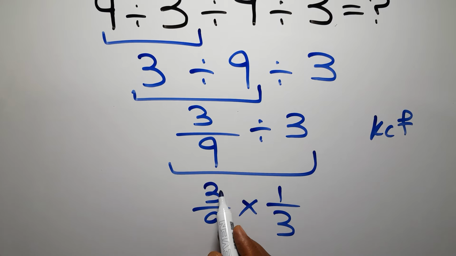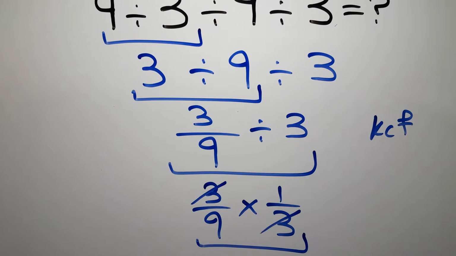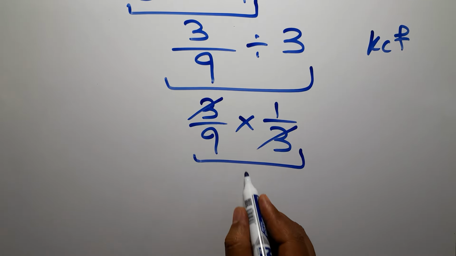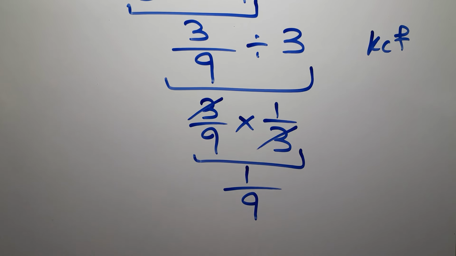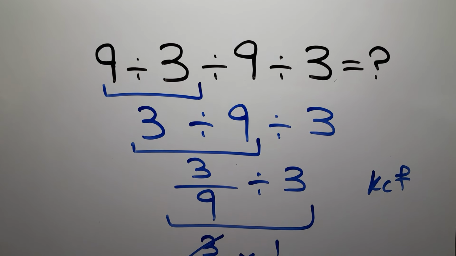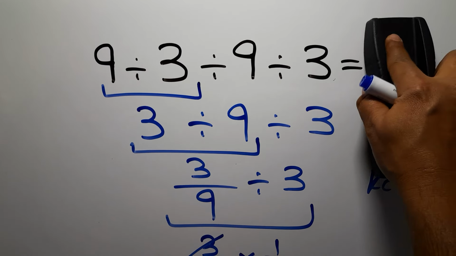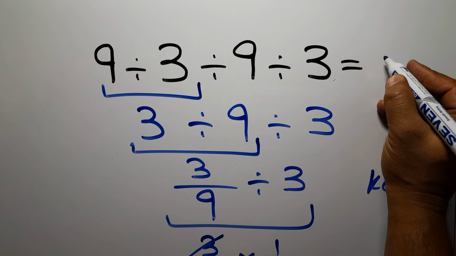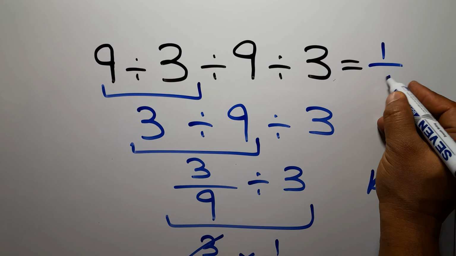We can easily cancel this 3 and this 3. So we have just 1 over 9. And this is our final answer to this problem. The correct answer is 1 over 9.